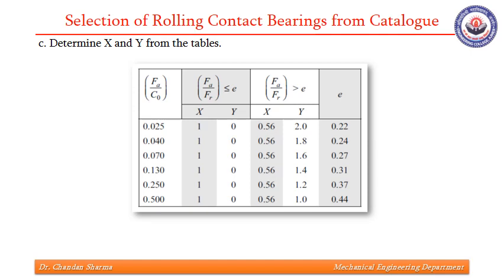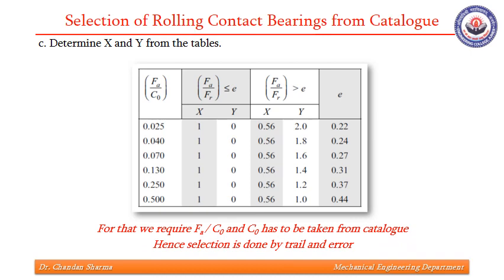What does that mean? That means that this selection procedure is done by a trial and error method. It means we have to assume that this is our bearing and start with that, and then we'll see whether the bearing is suitable for us or not by adopting the procedure that we will discuss in the coming slides.